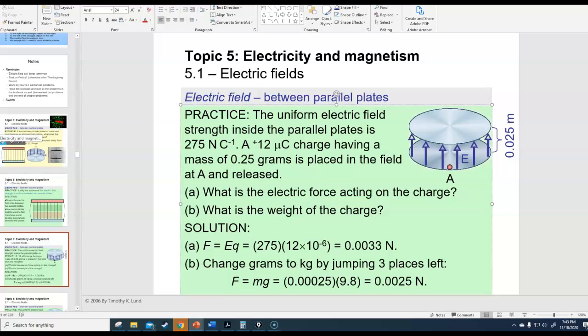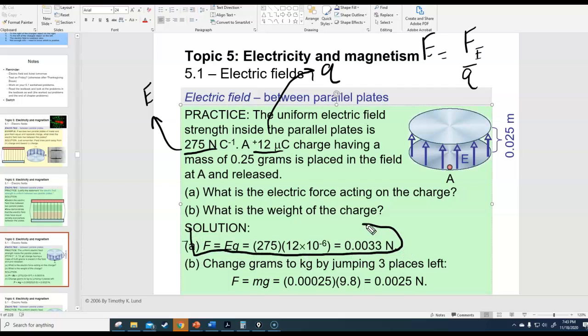Okay, now we can calculate the force on that particle, the 12 microcoulomb charge, by using the definition of the electric field, and by definition, the electric field is the electric force per unit charge. And so if we know E, which is the electric field strength, and we know Q, which in this case is 12 microcoulomb, that's the charge, that's Q, this is E, then we can very easily calculate the electric force just by multiplying Q by E. And that's what you see down here, this calculation.